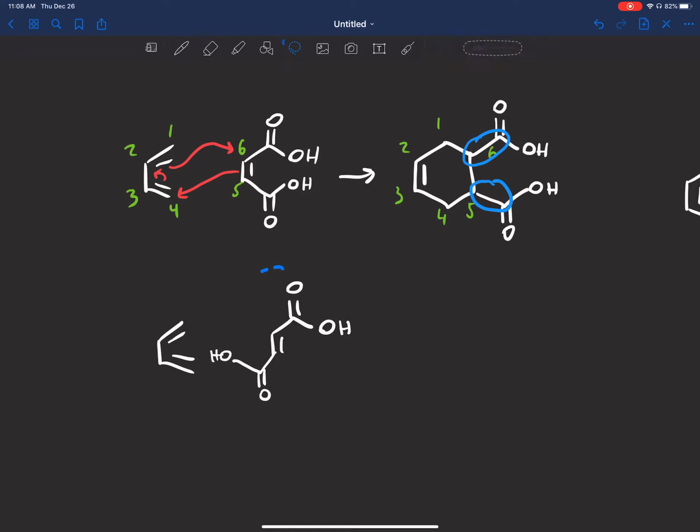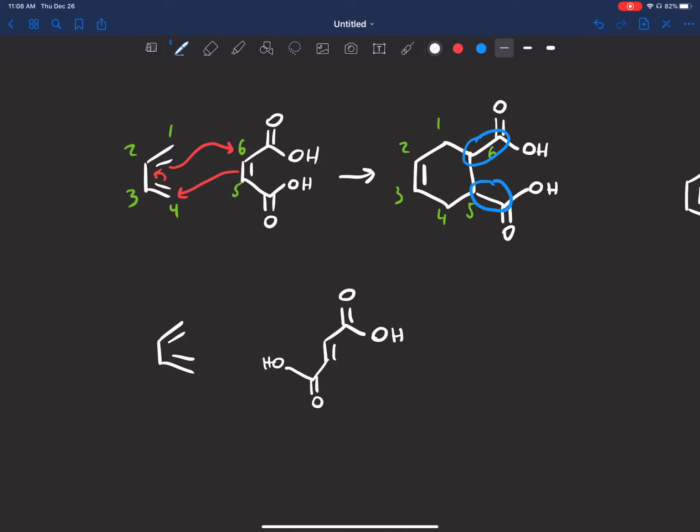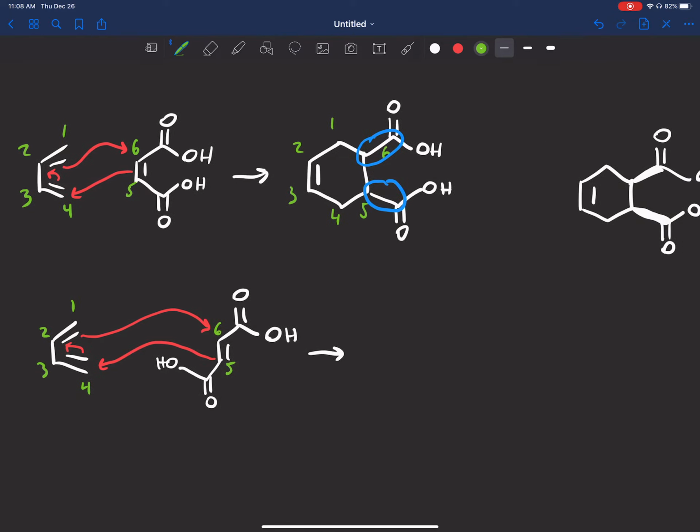So here's our trans dienophile, same diene, our arrows, a little bit sloppy, but I'm sure you guys should be okay with the arrows by now. Number 1, 2, 3, 4, 5, 6, six-member ring. Ring number 1, 2, 3, 4, 5, 6. Double bond is going to be between 2 and 3.